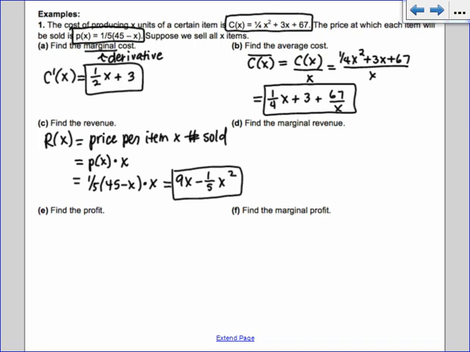What is the marginal revenue? So marginal, again, when you see that, you're taking the derivative of the revenue function. So you're going to say R prime of x equals, let me take the derivative of this one. So we have 9 minus 2/5 x. See how I got that? Take the derivative.